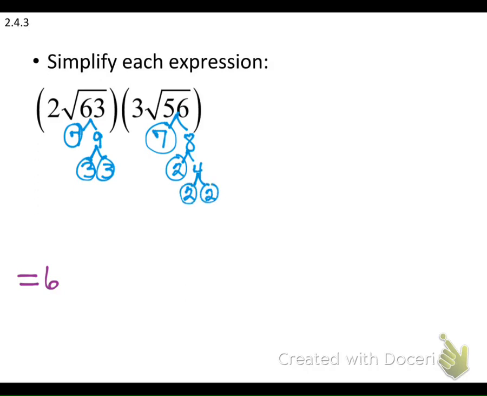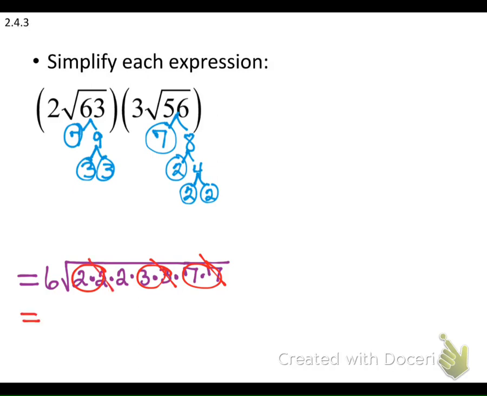Now what do I do? Anybody? You bring, you square root, and then you bring them all down. So it'd be 2 times 2 times 2 times 3 times 3 times 7 times 7. Do you circle your pairs? Okay. So what's going to go down there with that 6? 2 and then 3 and 7. Square root.